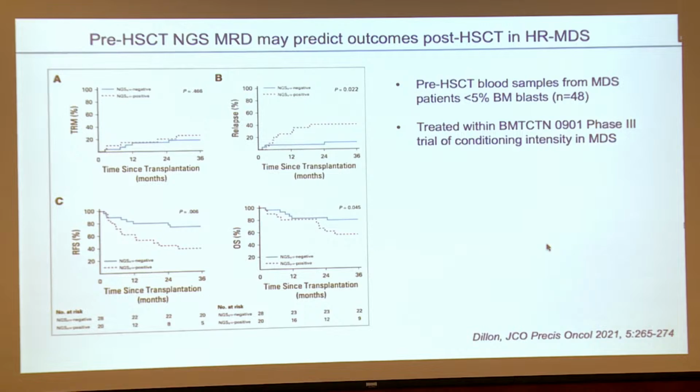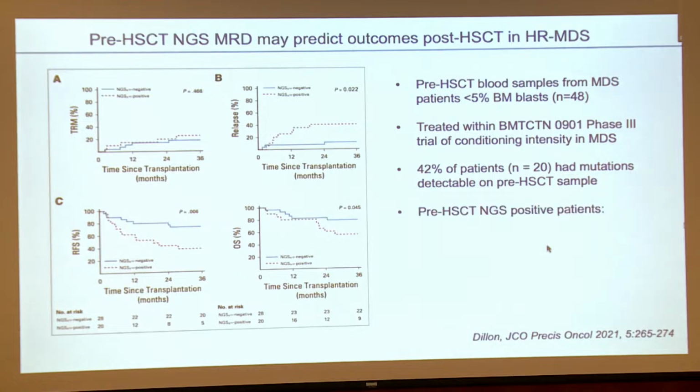Subsequent to that, we've seen much more detailed and precision-based analysis by looking at the role of NGS-MRD. This study from Chris Hourigan's group looked at patients undergoing transplant within the BMT CTN 0901 phase 3 trial of conditioning intensity in MDS. This looked at pre-transplant blood samples from MDS patients who had fewer than 5% bone marrow blasts, so 48 patients were studied, and 42% had mutations detectable on their pre-transplant sample.